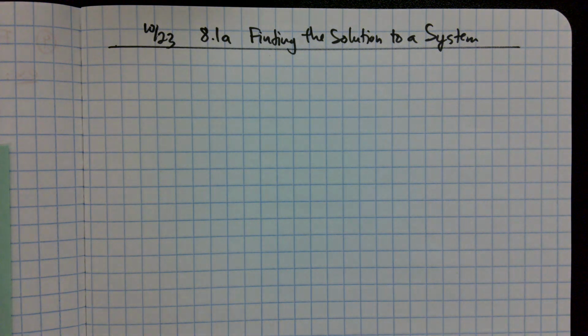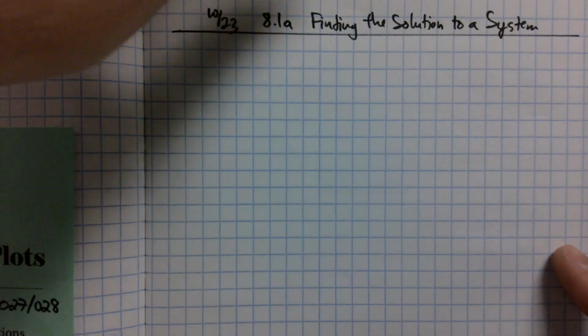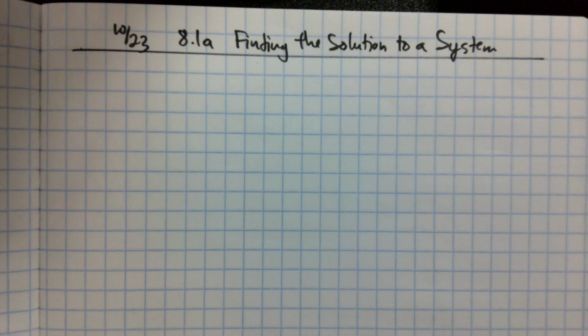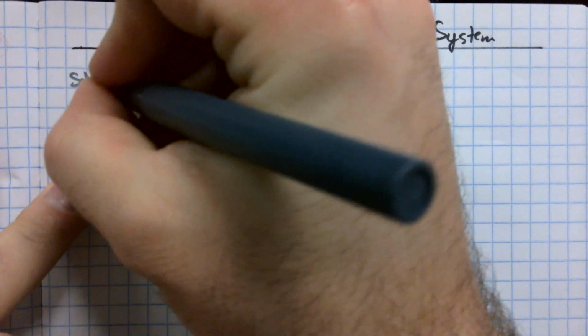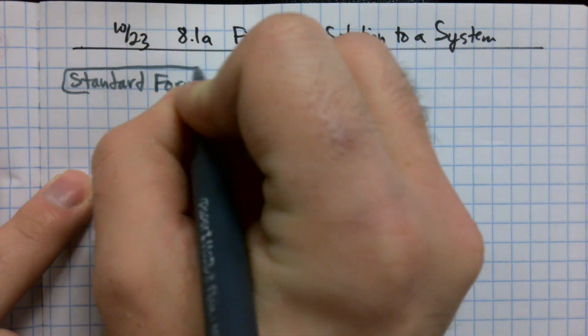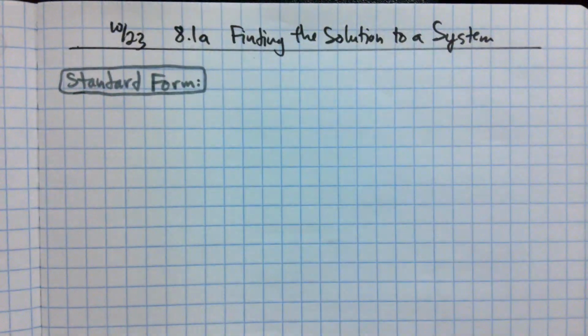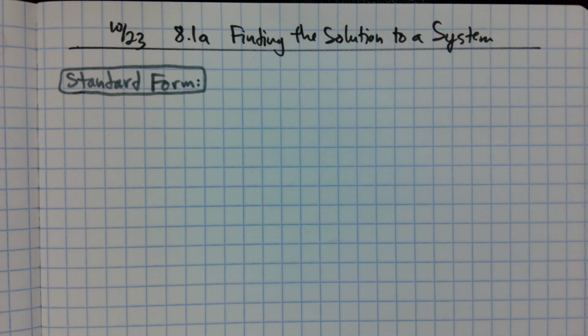But before we talk about what a system is, we're going to talk about a new formula, right? We've been using y is equal to mx plus b, our slope-intercept form, quite a bit. Now we're going to introduce something called standard form. It may look a little bit different, but it's not too bad.